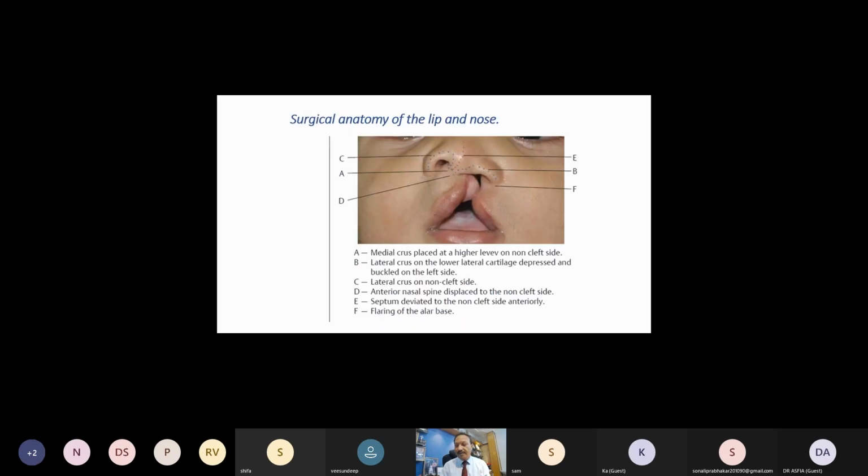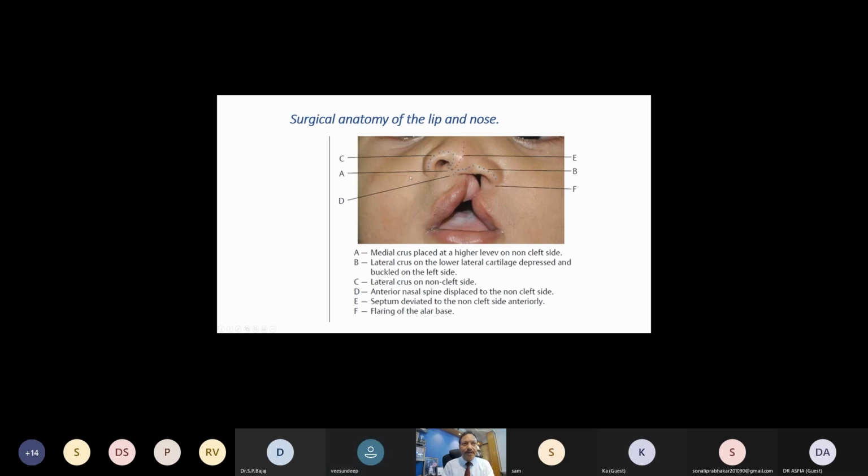Now, in a cleft, if there are some questions, you can ask me. Hello. So coming to the surgical anatomy of lip and nose, Sandeep, is it going okay? Yeah, it's going fine. Okay, I heard something in between. So if there are any questions, they can be asked even in between. Yeah, so it will be asked.